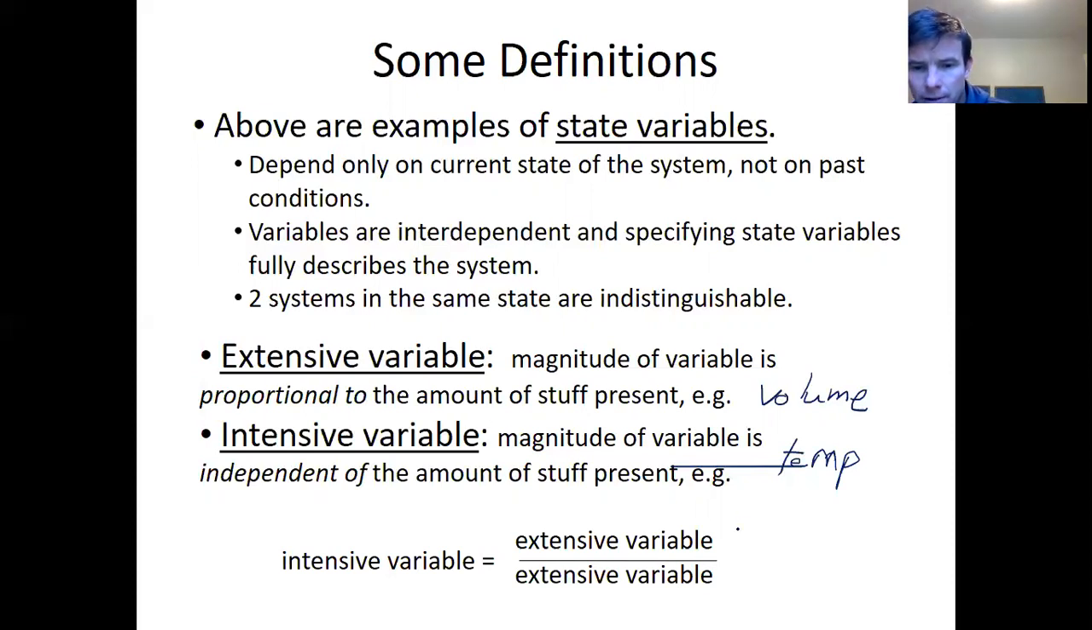If I took volume and I divided it by the number of moles, which is also an extensive variable, you get what's called the molar volume. So many liters per mole, for instance. And we'll use this trick throughout the semester to convert between extensive and intensive variables.